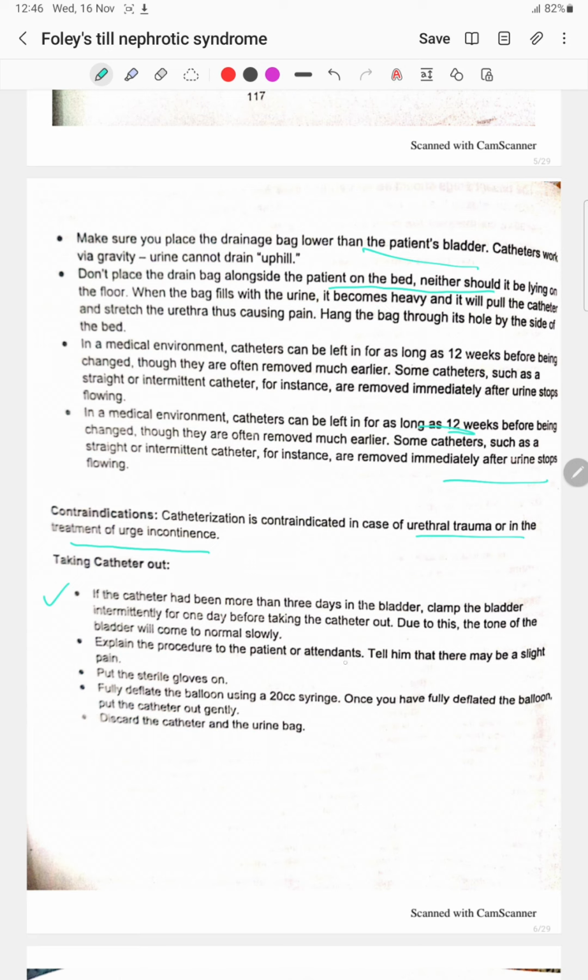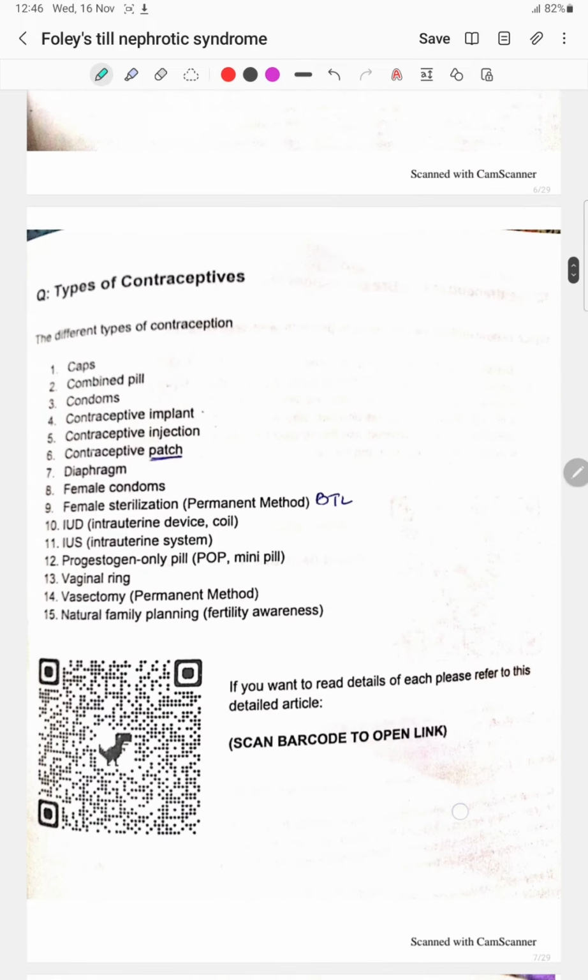Explain the procedure to the patient or the attendant. Tell him that there may be a slight pain. Put the sterile gloves on and fully deflate the balloon using a 20 cc syringe. Once you have fully deflated the balloon, pull the catheter out gently. Discard the catheter and the urine bag.